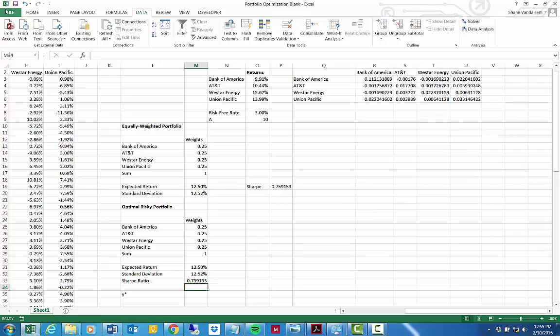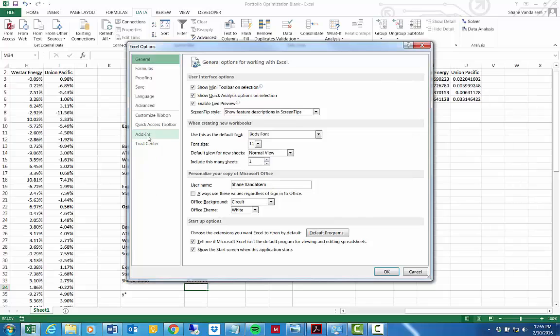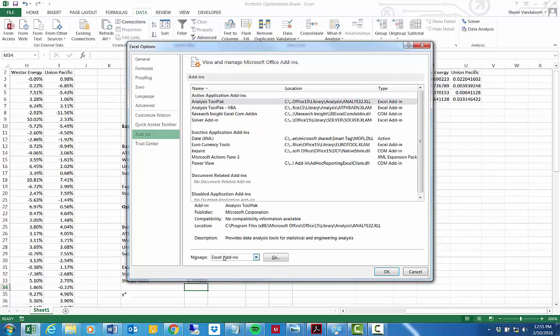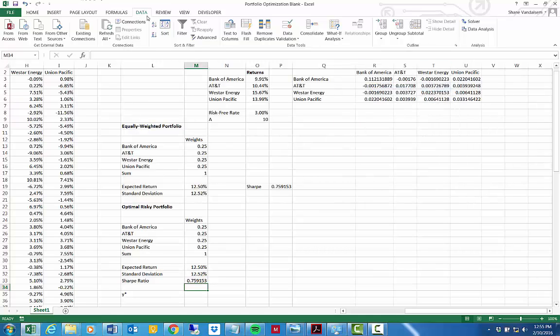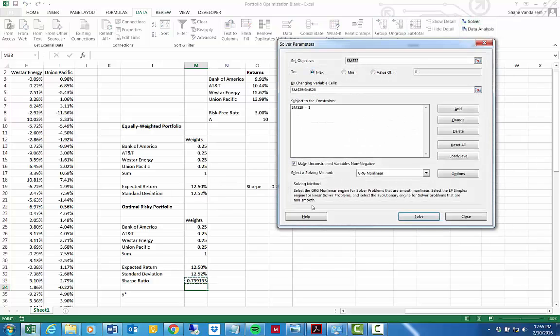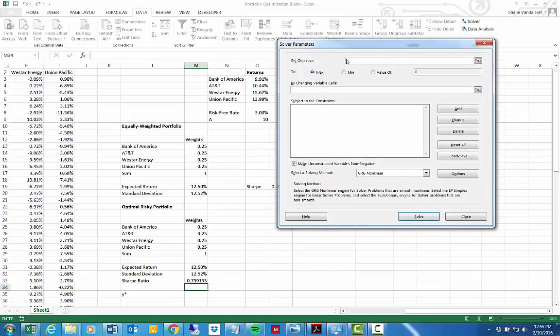Again, I'll walk through that. I go to File, Options, Add-ins, Excel Add-ins down here at the bottom, Go, and then select Solver Add-in. Once you do that, if you select Data, go to Solver, it should pull this up. It should be blank for you. I'm going to reset it all to walk you through it.